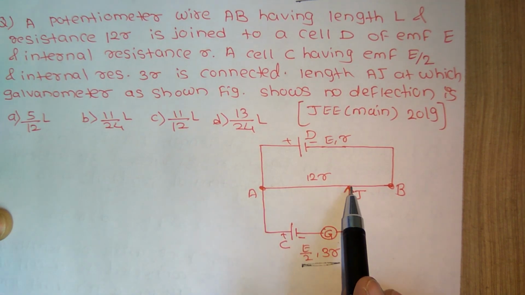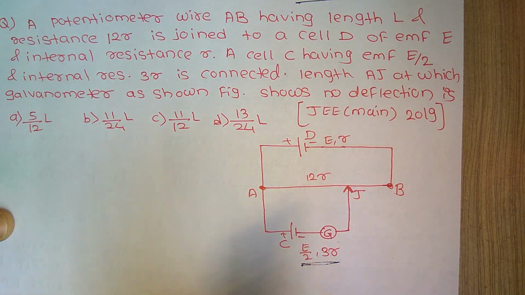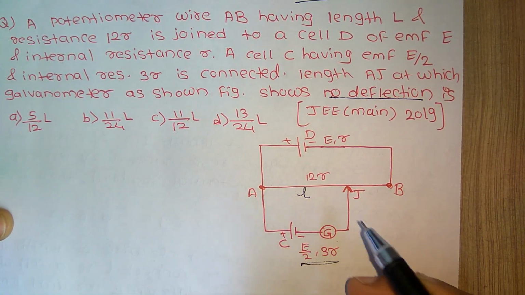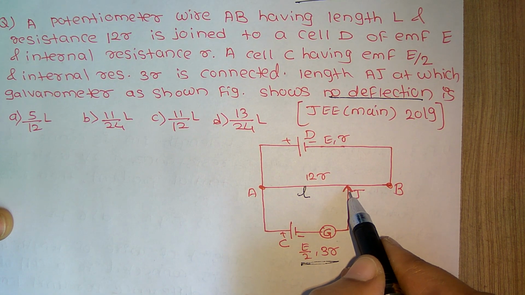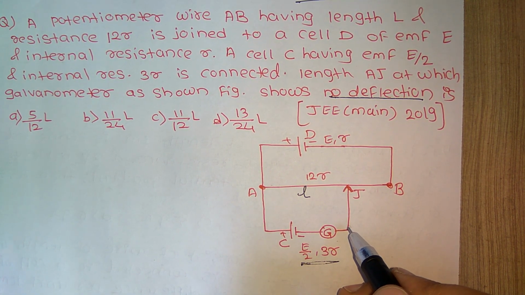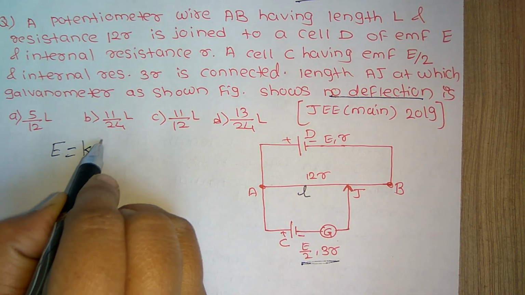The length AJ at which the galvanometer shows no deflection is what we have to find. Consider L as the AJ length we have to find when the galvanometer shows null deflection. To find it, we simply use the formula E = K into L, right?